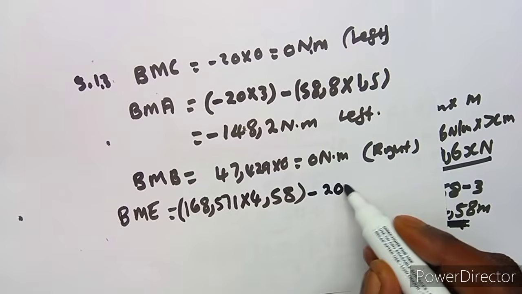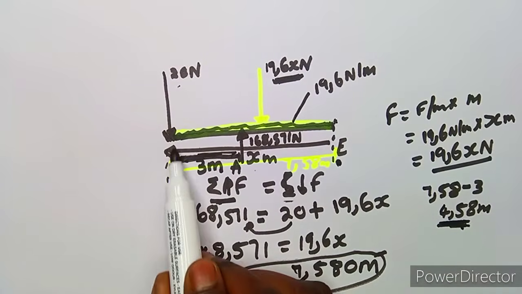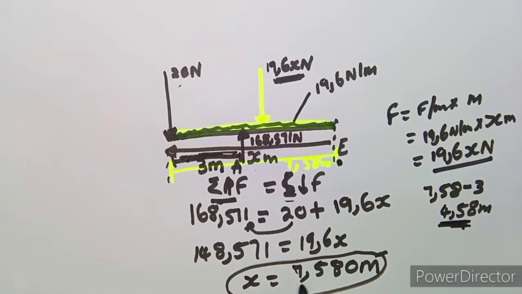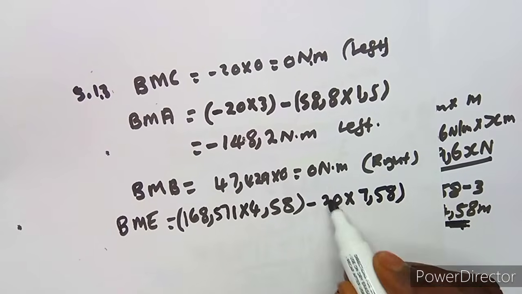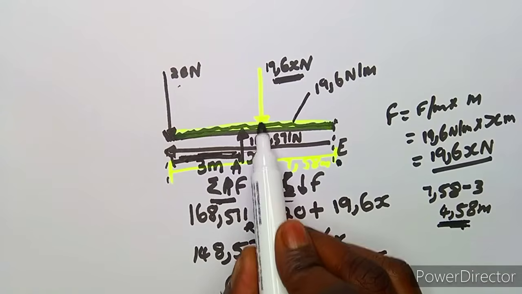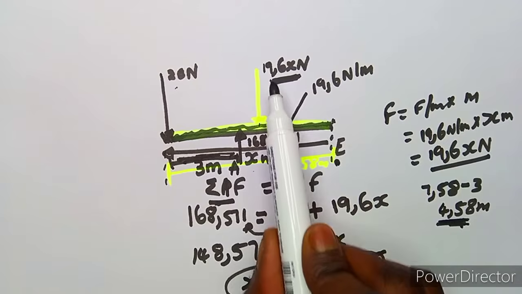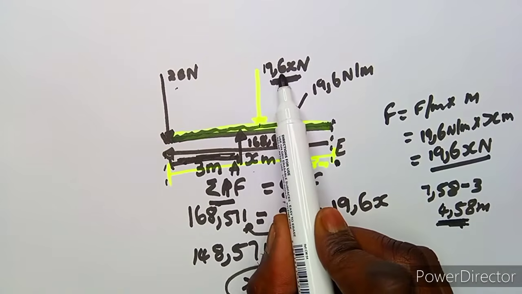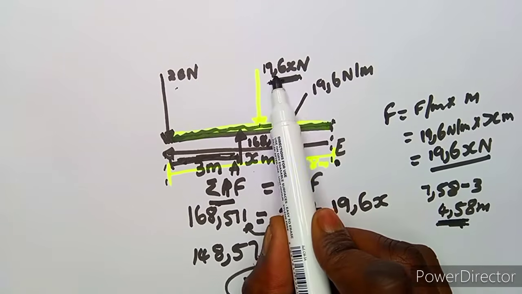So it's minus 20 times, as you can see, from 20 up to E, which is the whole distance that we calculated, this one of 7,58. So you're going to multiply by 7,58. All right, we move on, guys. Take note, there is a distributed load, this one that we distribute between these x meters, and we said it's 19,6x. So it is going to be 19,6x.